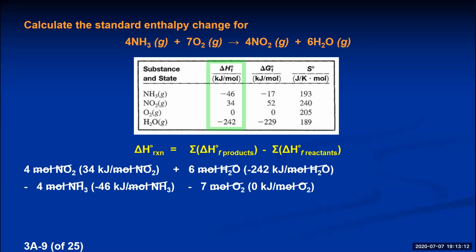All these standard heat of formations were given to the ones column. And so when we add all these together, our answer will go to the ones column. I get negative 1,132 kilojoules. This is a negative number.